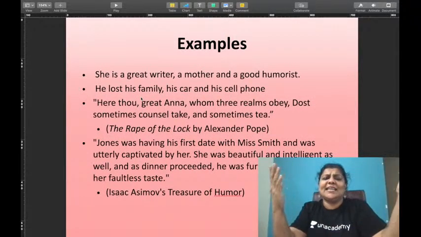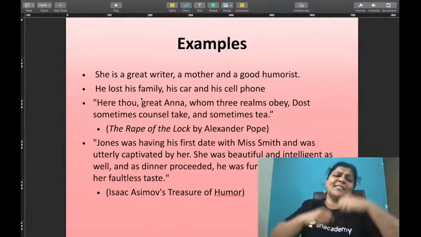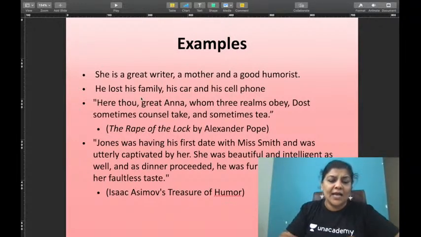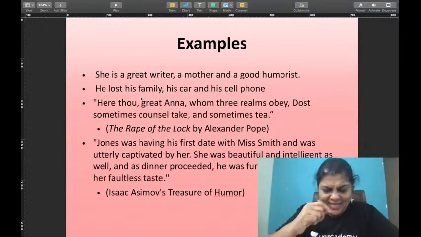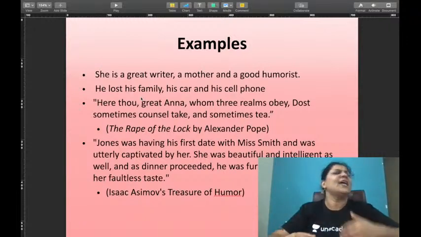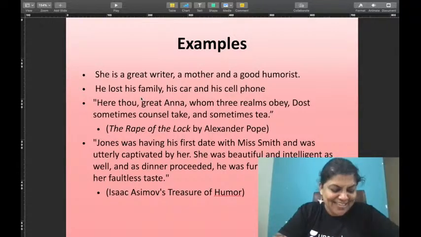She's a great writer, a mother and a good humorist. He lost his family, his car and his cell phone. If you put it real tight, it becomes climax. He lost his cell phone, his car and his family. You understand, guys? I am enjoying this. This is so funny.